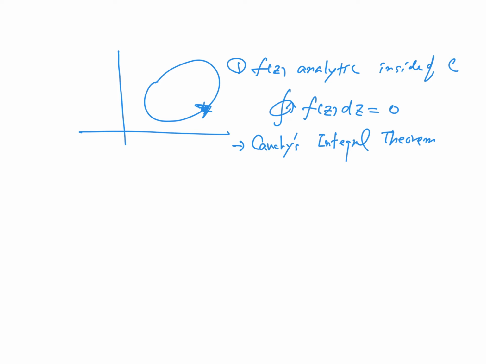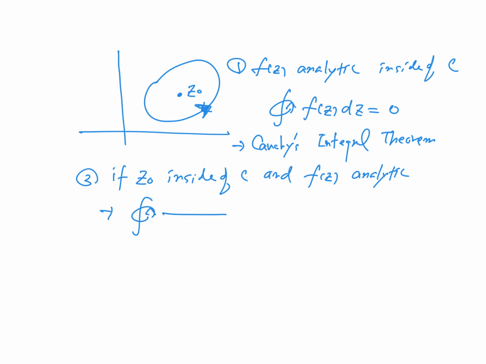If there's a point z naught, if z naught is inside, and of course f(z) is analytic, then we have 2 pi i f(z naught). It has another name called Cauchy's integral formula.